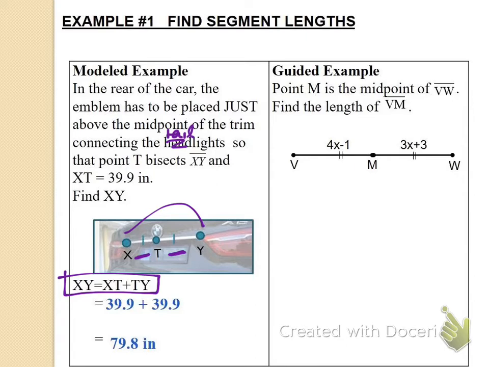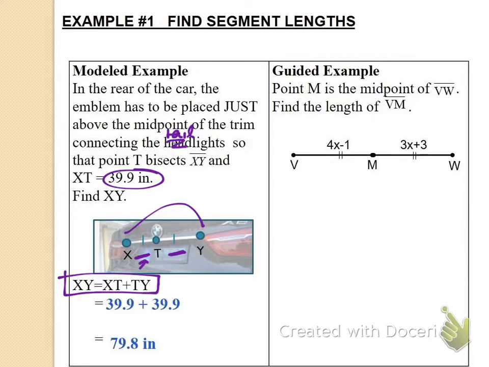Well, if we know that XT is 39.9 inches, right, then we can plug that in for XT. But because T is the midpoint, XT and TY are going to have the same measure. So if we want to know the total distance between the tail lights, we can take 39.9 for XT, 39.9 for TY, and just add them together, so 79.8 inches. And that's because those two sides should be the same length.